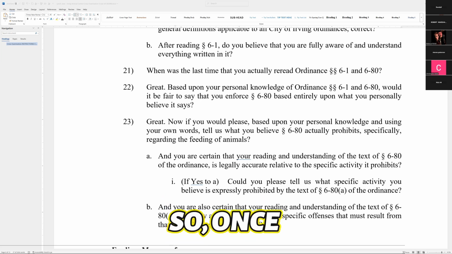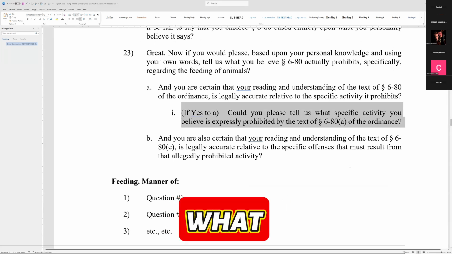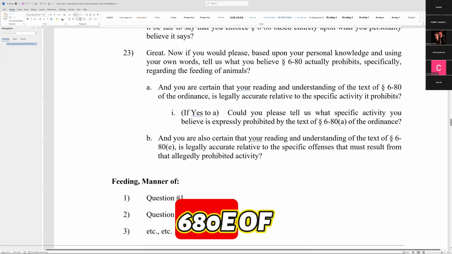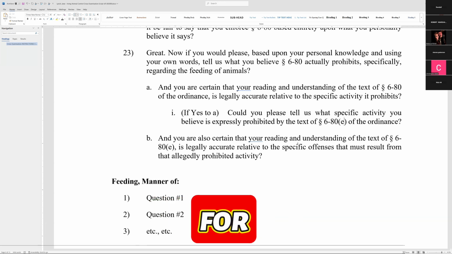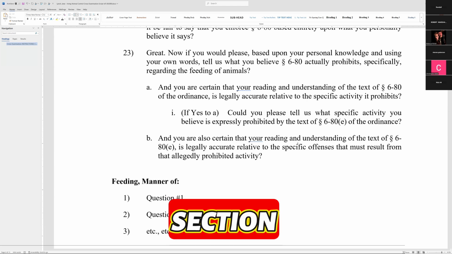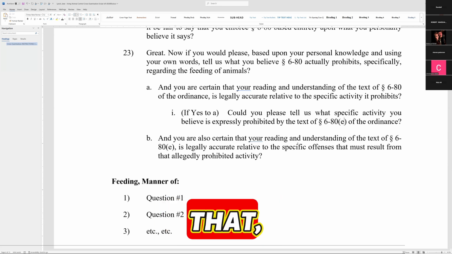All right. So once again, could you please tell us what specific activity you believe is expressly prohibited by the text of Section 6-80E of the ordinance? Leaving food out for animals. Okay, putting out food for animals. Judge, at this time, I would like to ask the witness to read only Section 6-80E. The person commits an offense if he or she intentionally feeds any animal or makes food available for animal consumption in a manner that creates a danger to public health. Whoa, stop. In a manner that. Okay. That means that what follows must have happened, right?